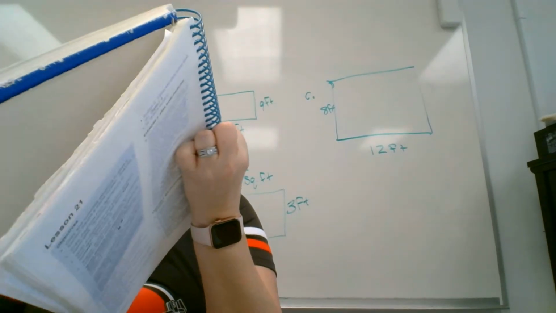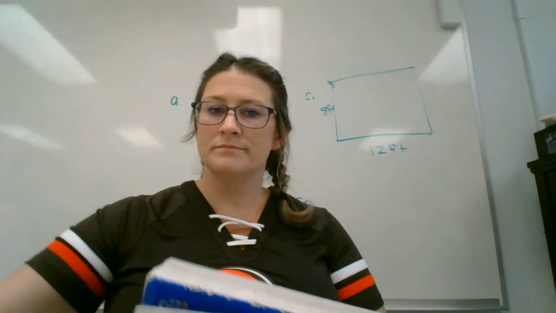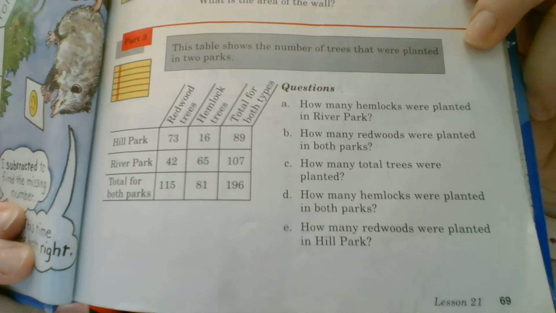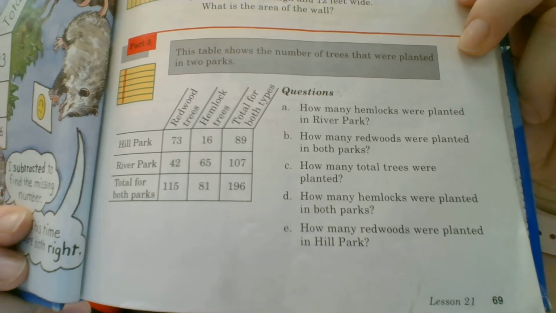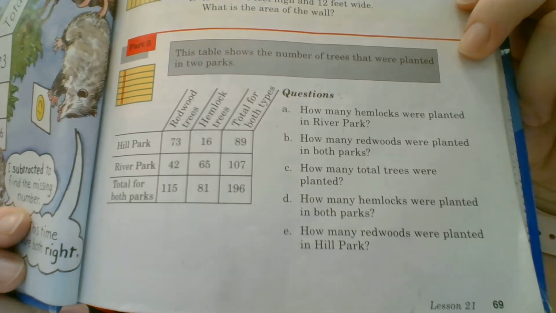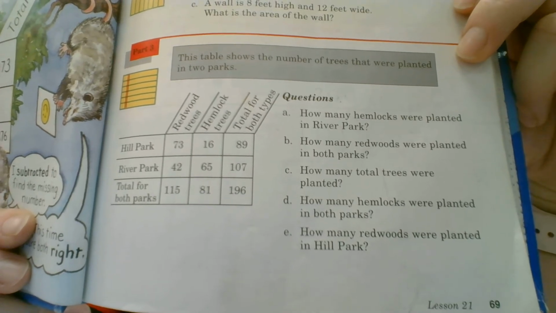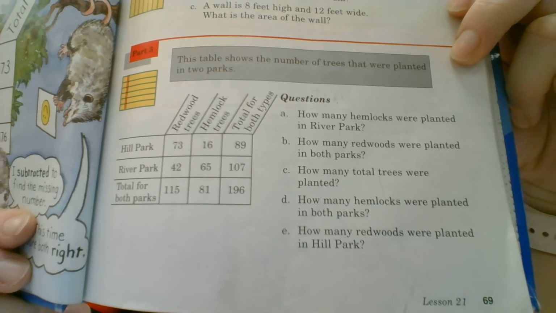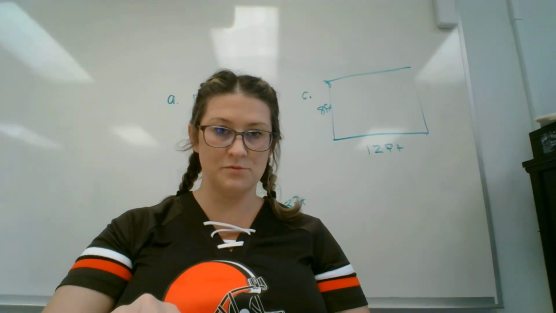Part 2. Oh, nope, we're not in the workbook yet. We are on part 3, though. This table shows the number of trees that were planted in 2 parks. The parks are Hill Park and River Park. The trees are redwoods and hemlocks. Use lined paper. Write answers to the question. You may pause. When you are finished, we're moving on to part 4.